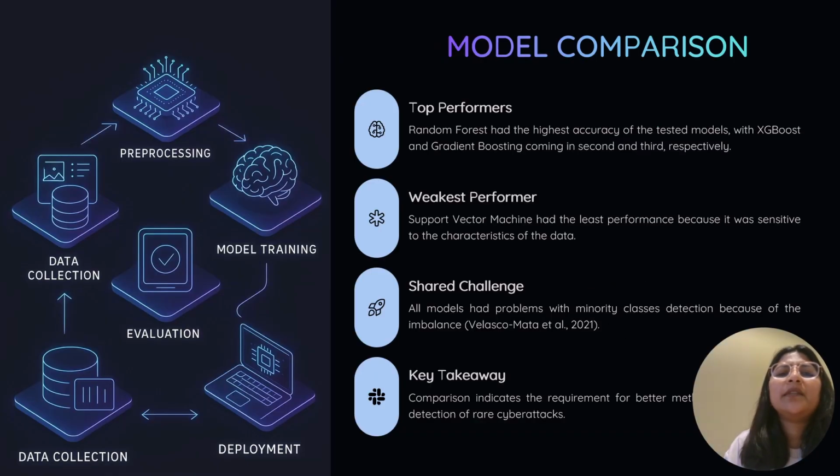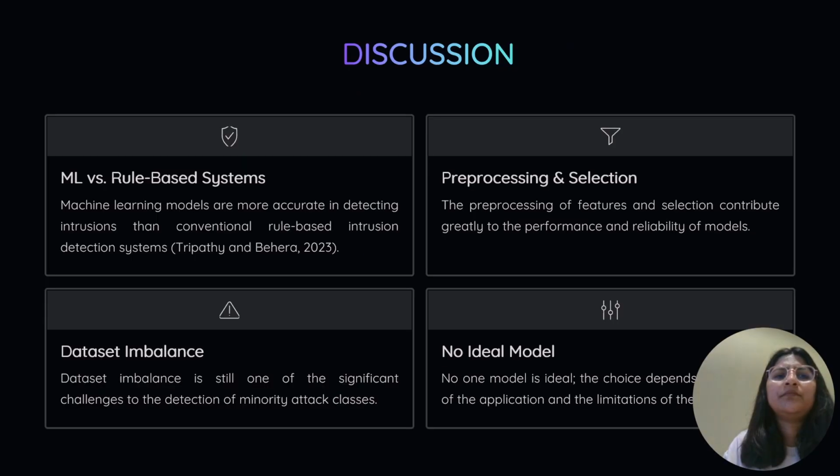So, a comparative analysis of the models indicates that the random forest was the best. Other similar algorithms were XGBoost and gradient boosting. SVM performed poorly, but none of the models was able to identify rare attacks. It demonstrates that there should be improved methods of dealing with the imbalance.